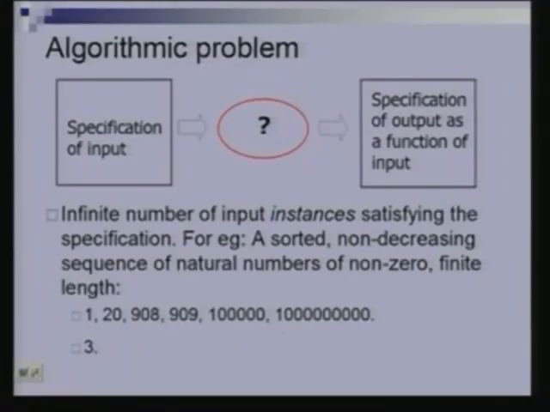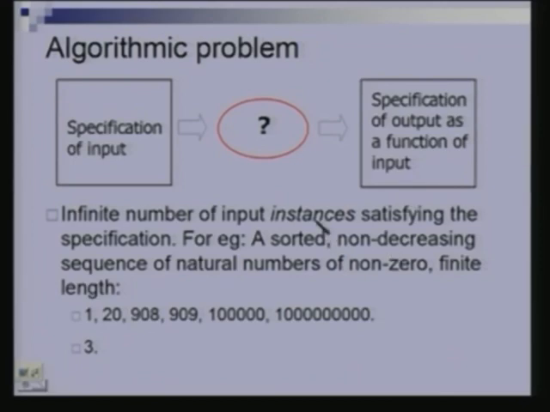So, what is an algorithmic problem? An algorithmic problem is essentially that you have a certain specification of an input, as is given here, and you specify what the output should be like. One specification of an input could be: a sorted non-decreasing sequence of natural numbers of non-zero finite length. That is a completely specified input. I have given two examples here of inputs which meet this specification. I have not given any output specification yet.